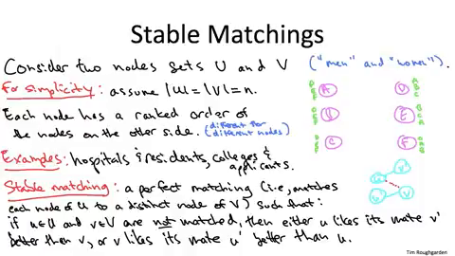So that's an unstable matching, but as long as there's no blocking pair of this form, and for every pair which is not matched together there's a good reason for it, then we deem it a stable matching.